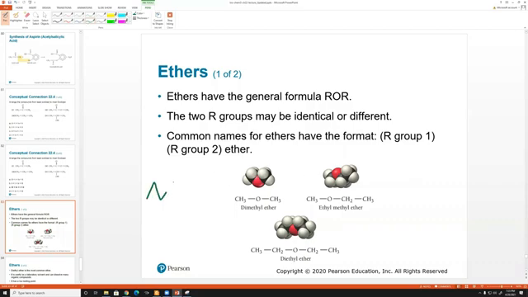So let's do 1, 2, 3, like that. And we have an oxygen. Then we have one. Here we go. Okay, so what would that be called? You have an oxygen in the middle, so you know it's an ether. So ether comes at the end.